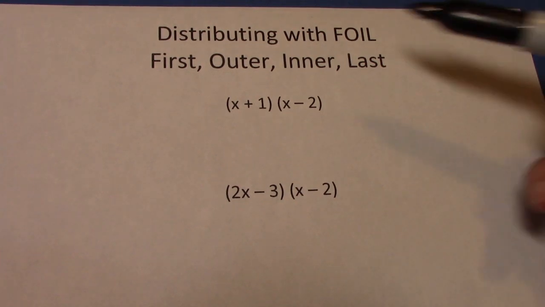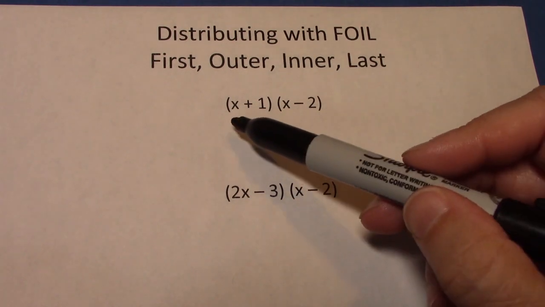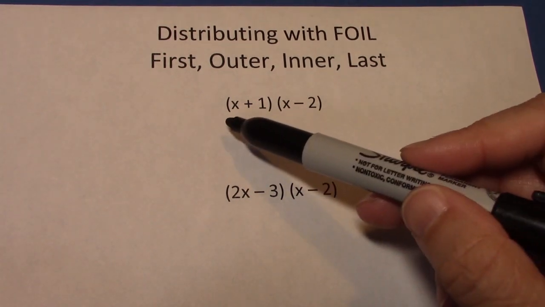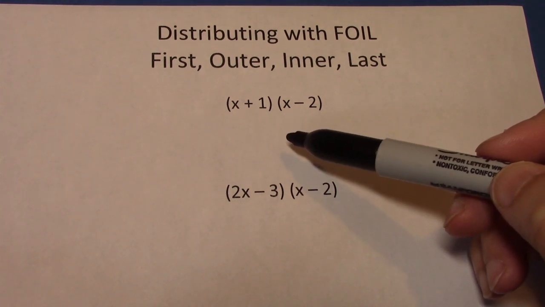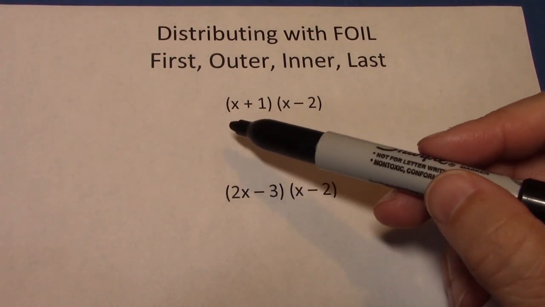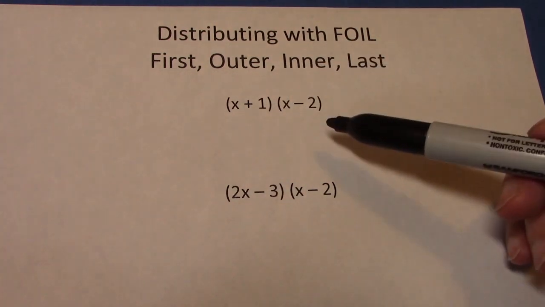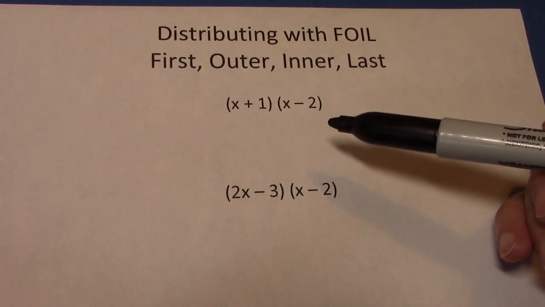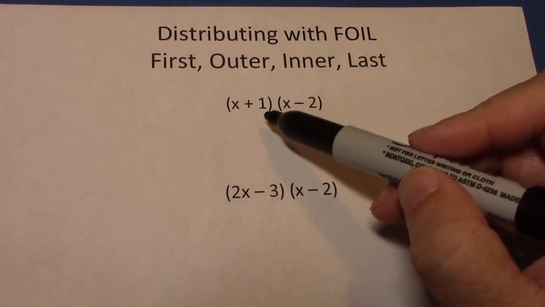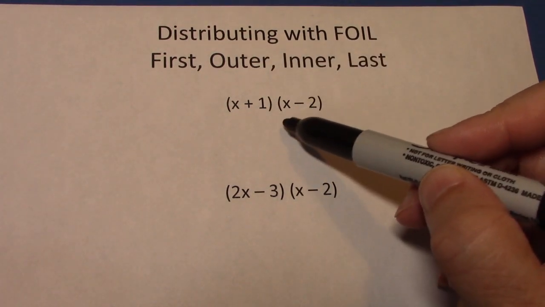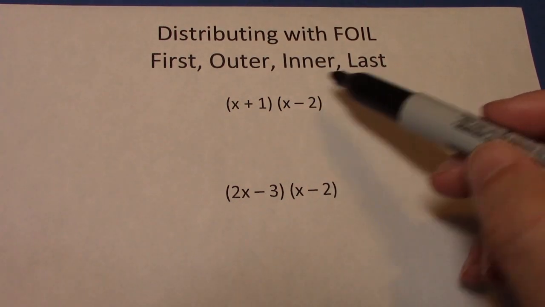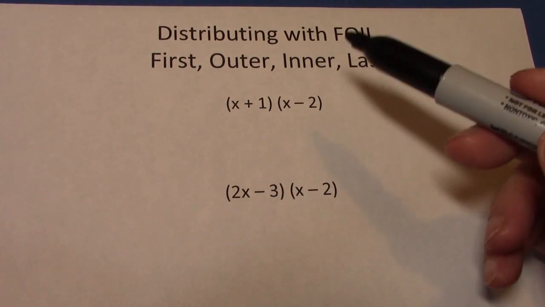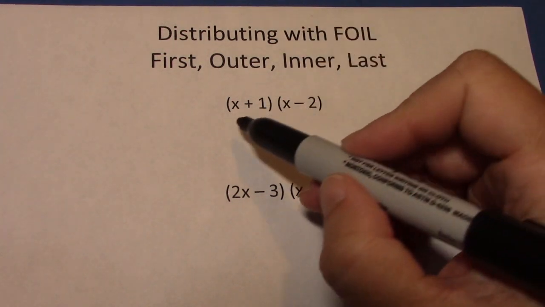That's all it is. When we talk about the firsts, we mean the x's, the x here and the x there. They're the first things listed within their parentheses. When we talk about the outer, we mean x and negative 2. They're kind of the outside of these two parentheses. The inner would be then the opposite. That would be the 1 and the x. And then the lasts would be the last ones listed. Let's just do it and see what happens.